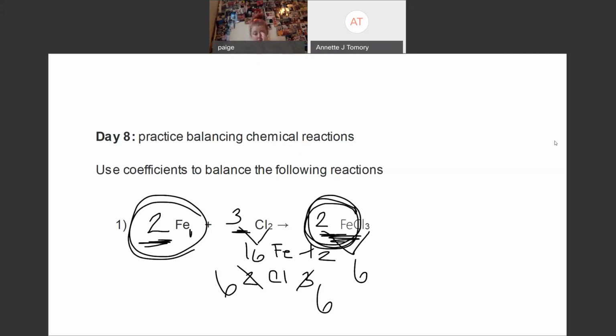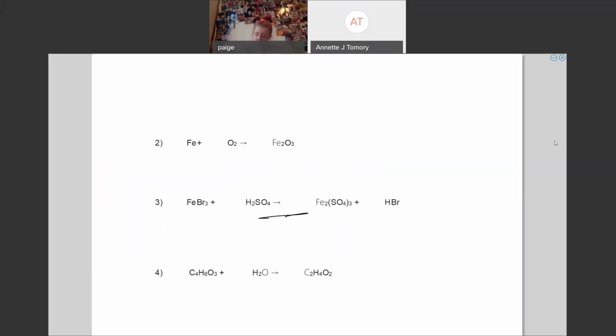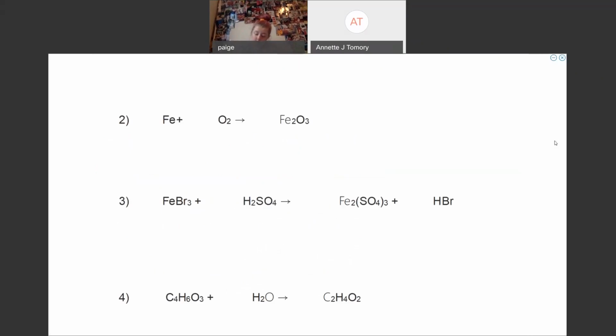You follow that? Yeah. Let's try another one. All right, so we're looking at this one. We have what elements? Iron and oxygen. How many irons do I have on the left? 1. How many irons do I have on the right? 2. Oxygens? 2 and 3.